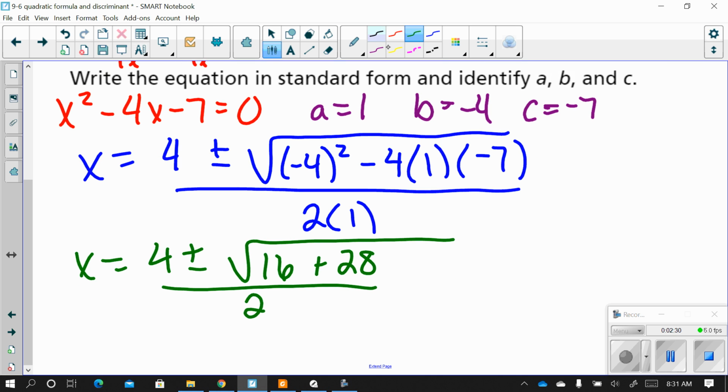Okay, keep cleaning. x equals 4 plus or minus the square root of 16 plus 28, which gives me 44, all over 2. Now, for the 2021 school year, we did skip how to simplify radicals, so we are going to stop right here. When we come back to chapter 3 after the end of course exam, we will talk about how to break that down even further. But right now, that is our final answer.